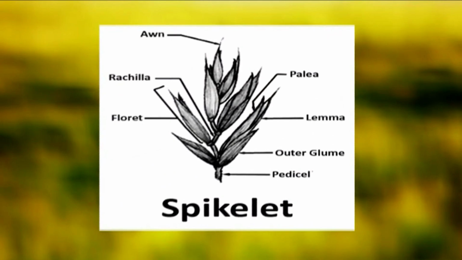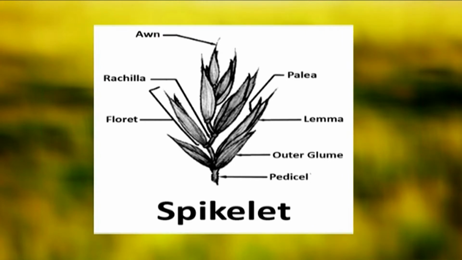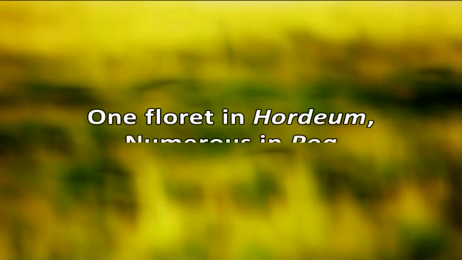Each spikelet is composed of an axis called the rachilla. It bears two-ranked and closely overlapping basal bracts called glumes and the florets. The glumes are usually two, equal or unequal in size, but there can be rare cases where the glume is just single, as in the case of Monerma. Now the florets, they can be either one, as we see in the case of Hordeum, or numerous per spikelet, as we see in the case of Poa.